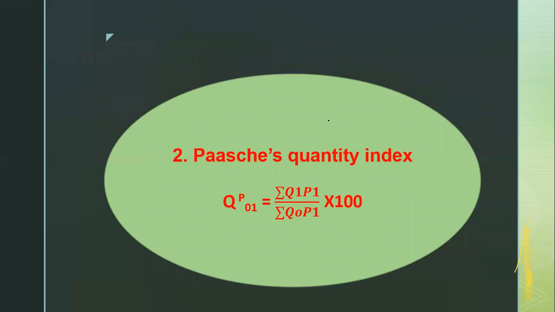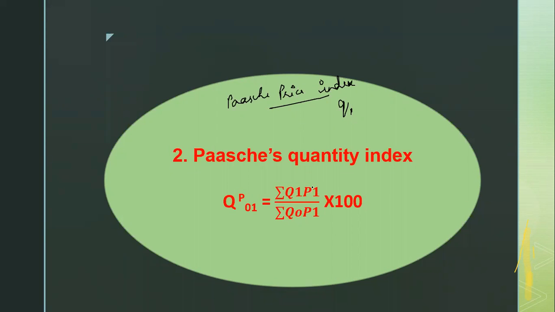Second one, Paasche's quantity index. So now in Paasche's price index, what was the weight that was assigned? Okay, in Paasche's price index, we were assigning quantity of the current year, that is Q1, as weights. In this method, that is Paasche's quantity index, we are assuming price of the current year as weights. Only the reverse. In that we were assuming quantity of the current year; in this method, that is quantity index, we are assuming price of the current year as weight.